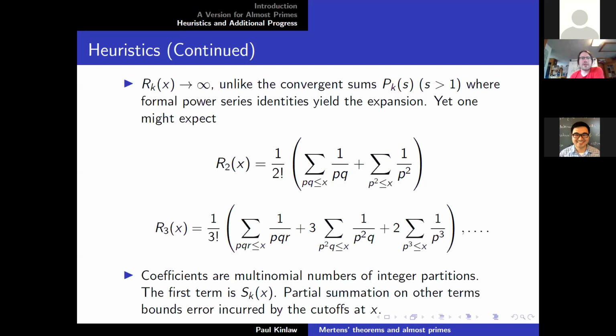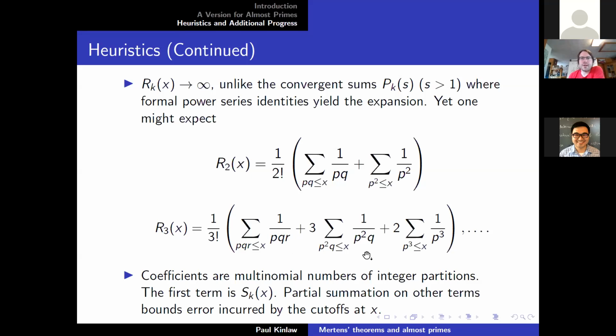And let's look at R3 of X, for instance. So we want each 3-almost prime up to X to be counted once and only once. So we're dividing by 3 factorial, so it'd have to occur 6 times in the parentheses. So if p, q, and r are distinct, pqr occurs 6 times in the first sum and no times in the second or third sum.